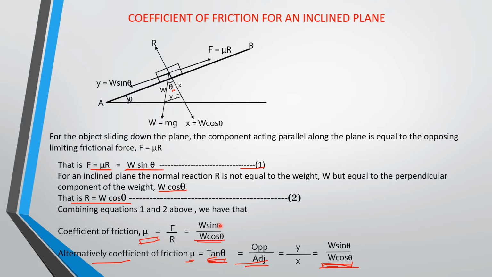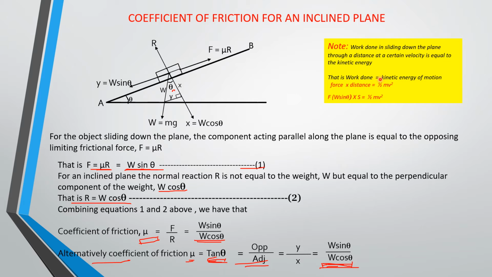Don't forget this: for an object that is sliding down the plane, it has kinetic energy. So the object is in a dynamic mode, so the work done for this object that is sliding down the plane is equal to the kinetic energy. Is that okay? And the force that is moving this object down, that is parallel to the plane, is W sine theta. So the force is W sine theta at a distance. So in case there's any question that has to do with this equation, you know how to apply them. Is that okay? So take note of that.